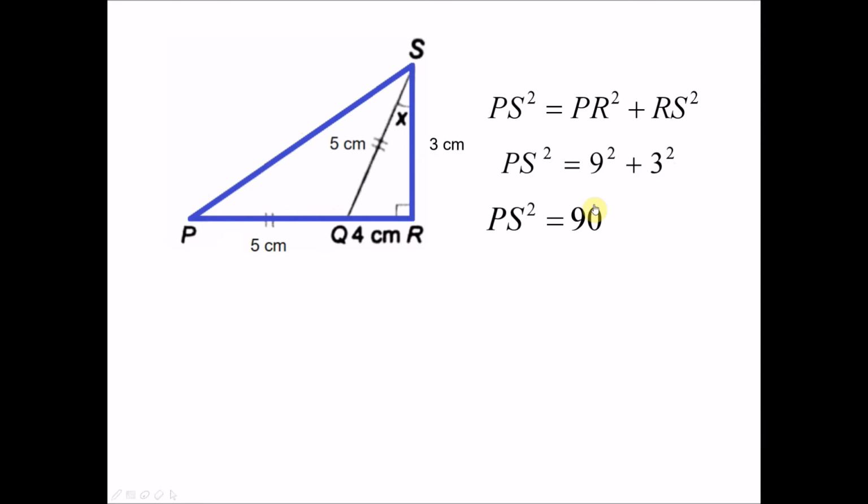Calculate this, you get 90. So PS squared equals 90. So to find PS, you find the square root of 90. And you have 9.49 centimeters. And this is the final answer.